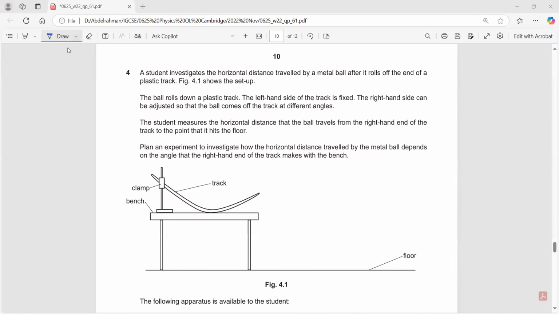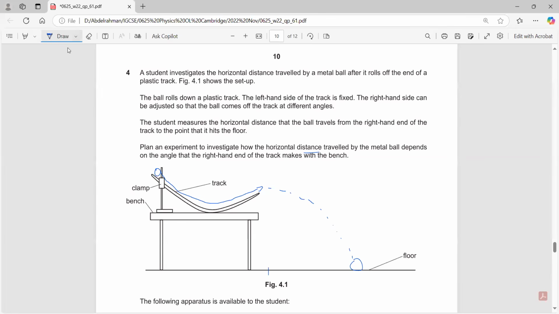Question 4. A student investigates the horizontal distance traveled by a metal ball after it rolls off the end of a plastic track. The ball rolls down the plastic track. Plan an experiment to investigate how the horizontal distance traveled by the ball depends on the angle that the right hand end of the track makes with the bench. It's not that difficult if you think about it.